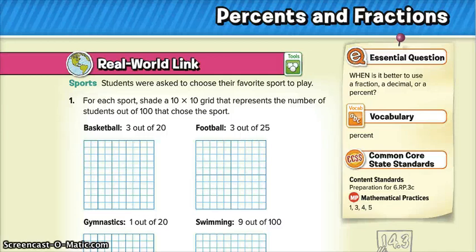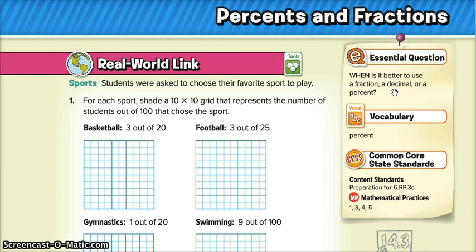This screencast is going to walk you through lesson number 2 of our percents, fractions, and decimals part of our unit. And this particular lesson is going to look at percents and fractions. If you look over here under the essential question, it's talking about when is it better to use a fraction, a decimal, or a percent.